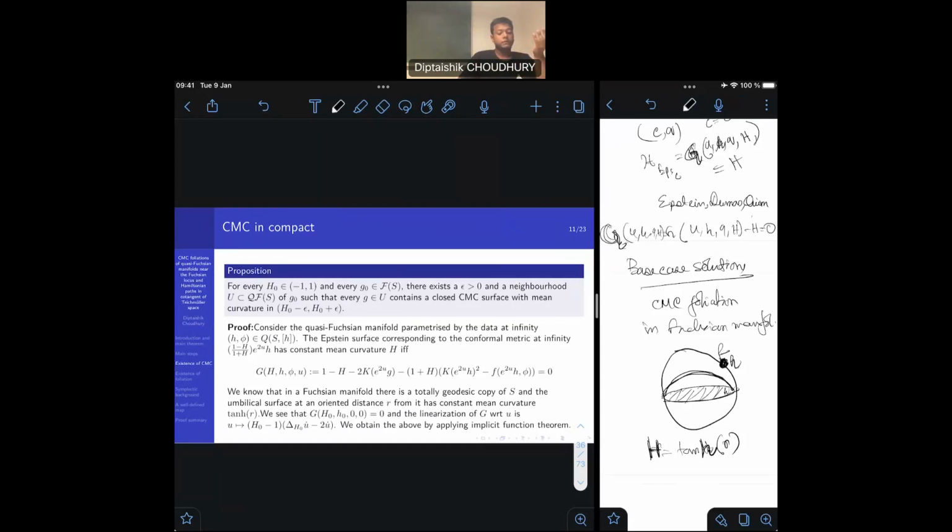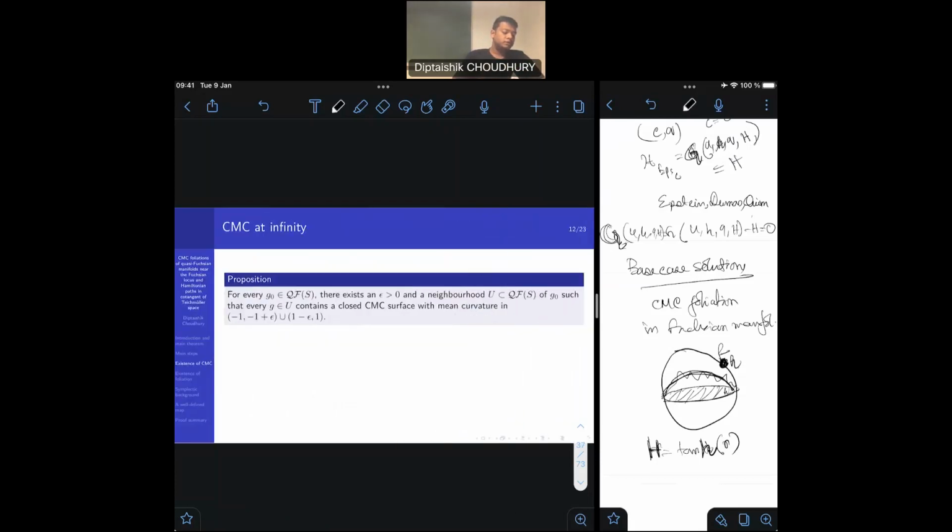such that every manifold there contains a CMC surface with the CMC value in a neighborhood of the given h0 that you started with. So h0 minus epsilon and h0 plus epsilon. So deforming this is what you get, a CMC surface near the Fuchsian locus.